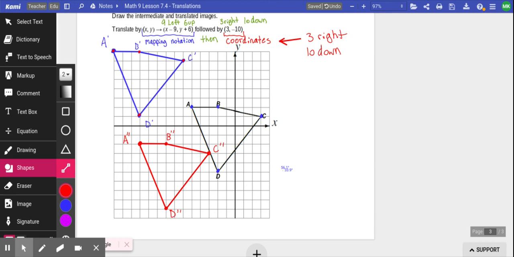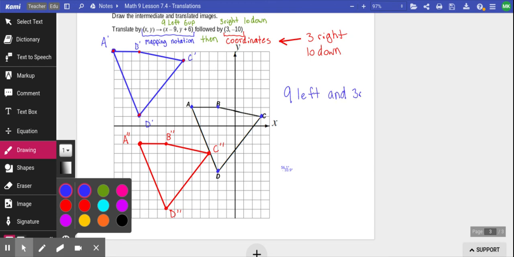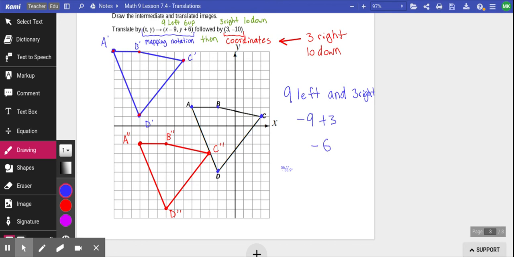Now, there is a trick that could make this go a little bit faster. That trick is that you could do both those translations at the same time. So if I took something and I did 9 left and 3 right, that's the same thing as saying minus 9 plus 3, which would be negative 6. That would be 6 left. So instead of having to do 9 left and 3 right, I could have just done all those points 6 left. And I could have done that same trick with ups and downs.